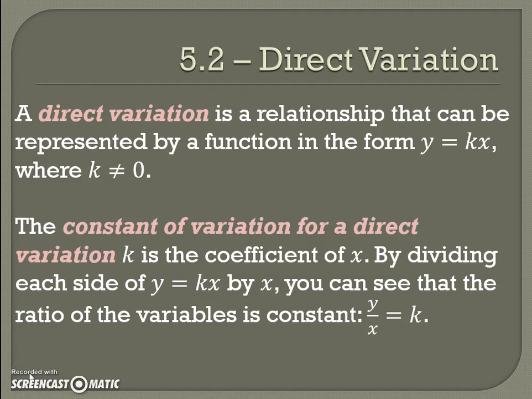What's up, guys? We're going to keep up with Chapter 5 here, moving into Section 2 on direct variation. Here are a few vocab words that you'll want to make sure that you pause and copy down. Direct variation is a relationship that can be represented by a function in the form of y equals kx. Right here, this is y equals kx.